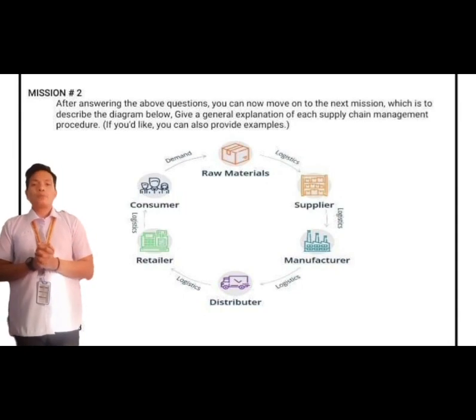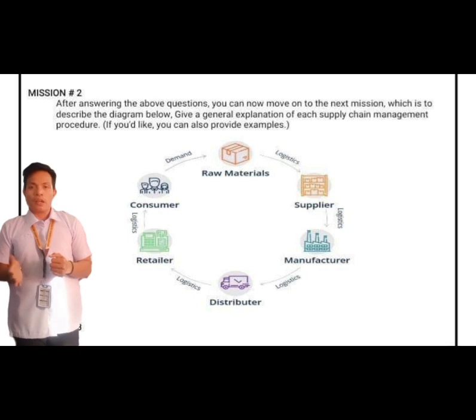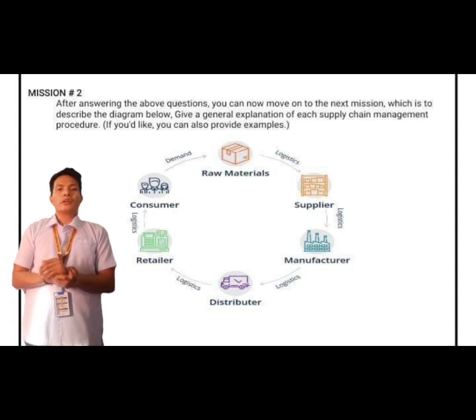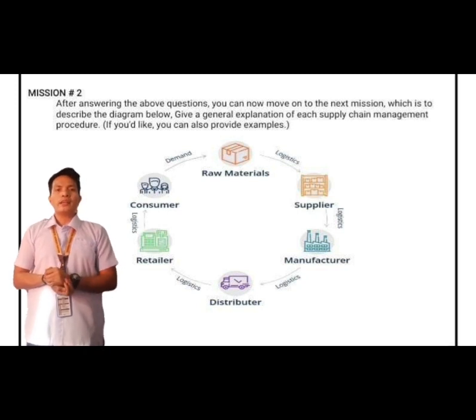Mission 2, I'm also going to explain the raw materials, supplier, manufacturer, distributor, retailer, and consumer. Raw materials are materials or substances used in the primary production or manufacturing of goods. Raw materials are input goods or inventory that a company needs to manufacture its product. Examples of raw materials include steel, oil, corn, grain, gasoline, lumber, forest resources, plastic, natural gas, coal, and minerals.